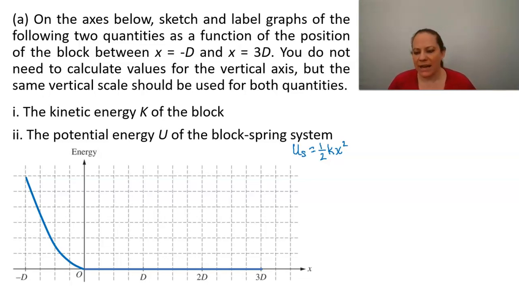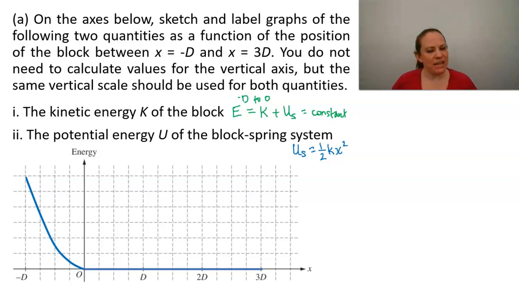And now we can answer the kinetic energy portion. We're going to need to remember that energy is conserved. So our total energy between negative d and 0 will be equal to kinetic plus potential, and it's going to be a constant value because that's what it means for energy to be conserved. So we can figure out what the shape of the kinetic energy graph will look like by knowing what the potential energy graph looks like.